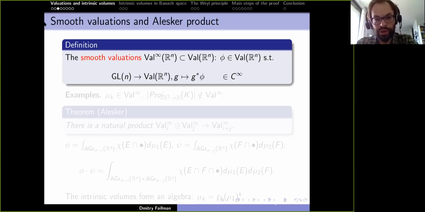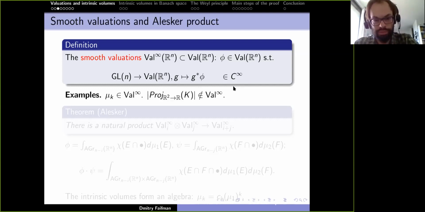So there is the notion of a smooth valuation. This is a subspace of Val, denoted Val infinity inside Val. This is a purely representation theoretic notion, but let me spell it out particularly for the space of valuations. So we say that the valuation is smooth if, when you consider its orbit map, which is the map from GL_n to the Banach space of valuations, which just acts naturally on the valuation, then this map should be a smooth map.